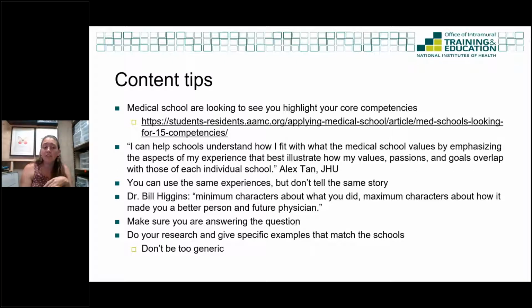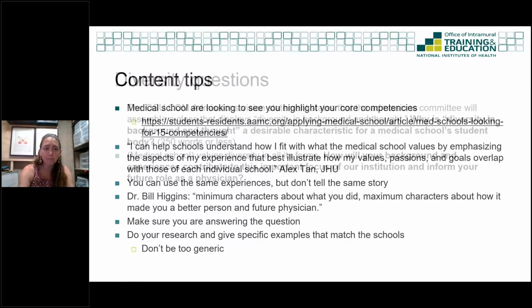Make sure also that you're doing your research and giving specific examples that match those individual schools. Try not to be so generic, but really touch on how the things that school offers fit with who you are and your past experiences, and who you want to be as a physician later, and why that school is a really good match for you.